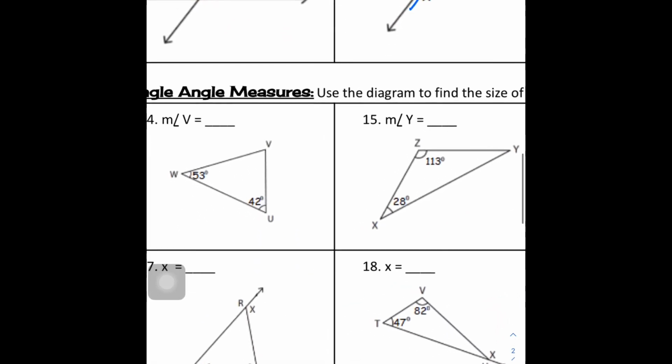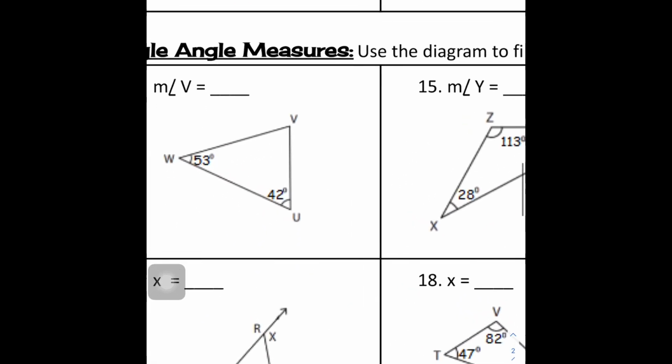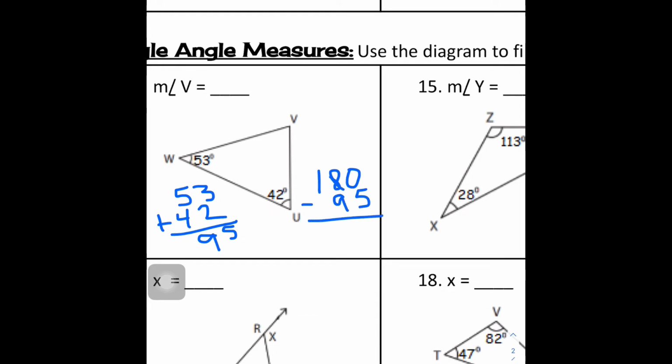All right, for this next one, we're given the triangle and we're looking for the missing angle. So this means 53 and 42 make 95, and then subtract that from the total of 180. Borrow. The answer would be 85 degrees.